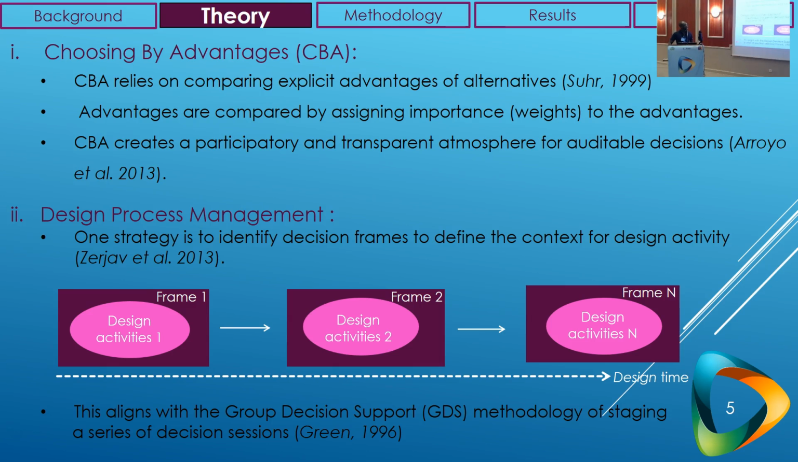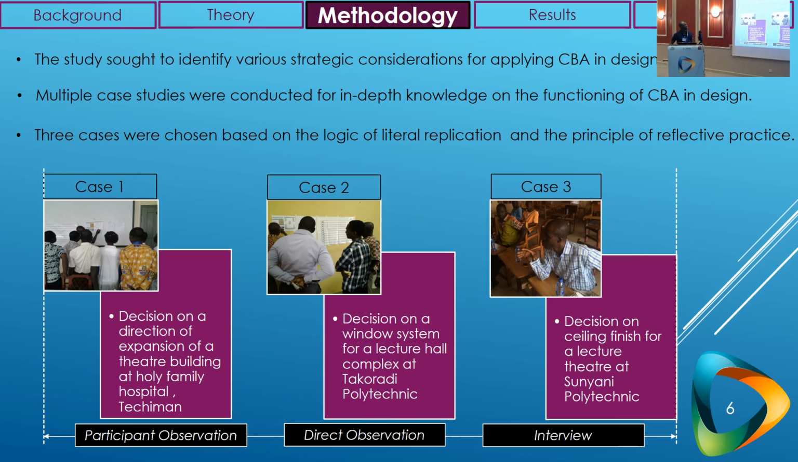Now, in looking at applying CBA across design process, we considered some theory on design process management, and particularly we looked at the theory of decision framing across design process management. So that if you are looking at applying CBA in design process, you are looking at across the entire spectrum of design process, you identify certain critical decision frames, which becomes the basis to apply CBA. And this theory aligns with the group decision support methodology as proposed by Green, which involves coming out with a series of decision sections across design process.